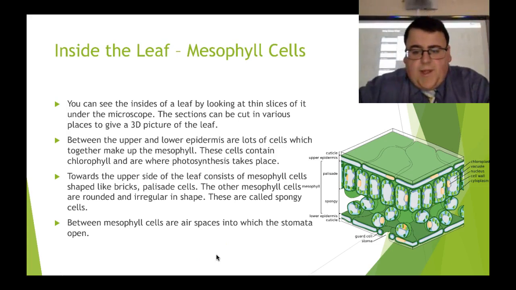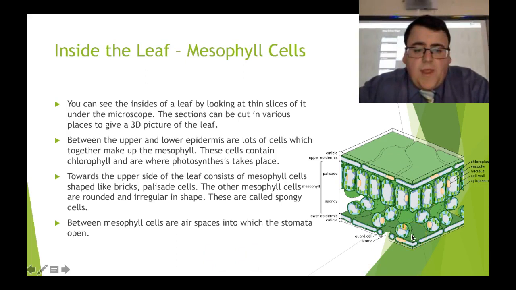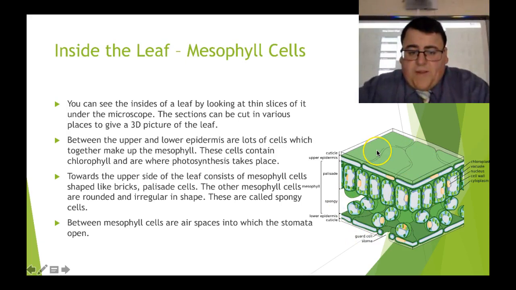So continuing on, we're now going to look inside the leaf, looking specifically at something called the mesophyll cells. You can look at the insides of a leaf by looking at very thin slices of the leaf under a microscope. You can cut different sections in various places, giving us a 3D picture of the leaf like we've got here. Between our upper epidermis and our lower epidermis, so top and bottom of the leaf, you have lots of cells which together make up the mesophyll. These cells generally contain chlorophyll, and they're where photosynthesis takes place.